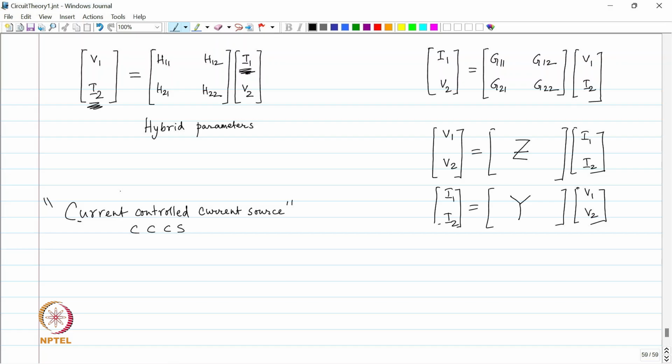Current control. So, port 1 has to have a current, okay. Current source. So, port 2 has to be a current, and at port 1 the current has to be dependent or independent? Independent, and at port 2 the current is dependent. Fine.